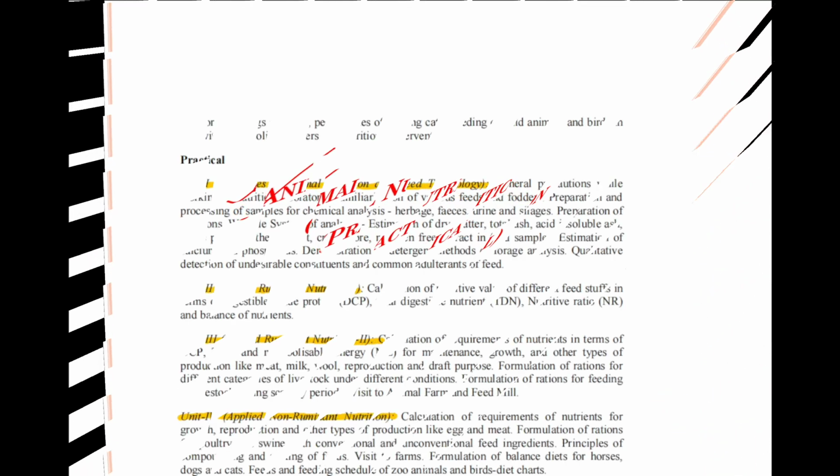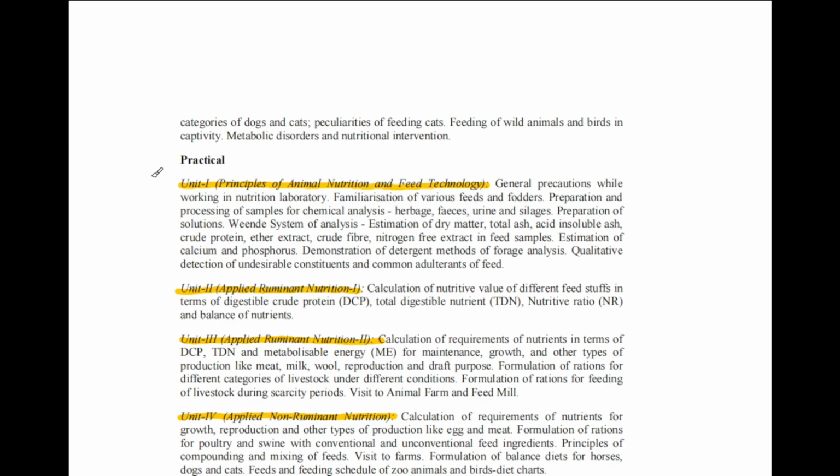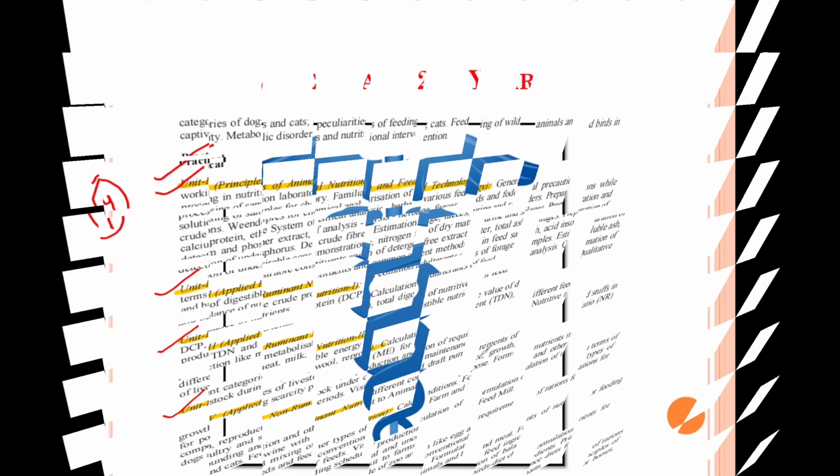Moving on, we will discuss the syllabus for the practical portion of animal nutrition. For the practical portion, we also have 4 units. Unit number 1 deals with the principles of animal nutrition and feed technology. Unit number 2 deals with applied ruminant nutrition part 1. Unit number 3 deals with applied ruminant nutrition part 2, and unit number 4 deals with applied non-ruminant nutrition.